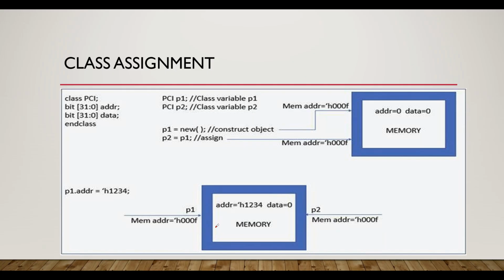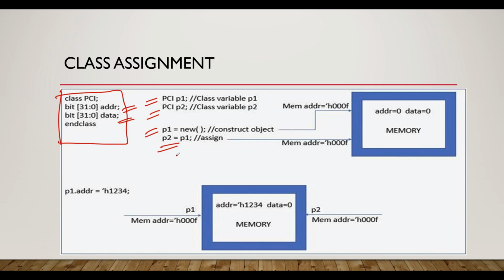Suppose here we have created a class. Here you can see that we have created one class, where we are considering header and data as our data properties. We have taken two handles of our class. See here, by using the class name, P1 and P2, we have considered two handles. Now we are allocating memory to the P1 object, or you can say we are constructing our object P1. Now we have assigned P2 equal to P1.